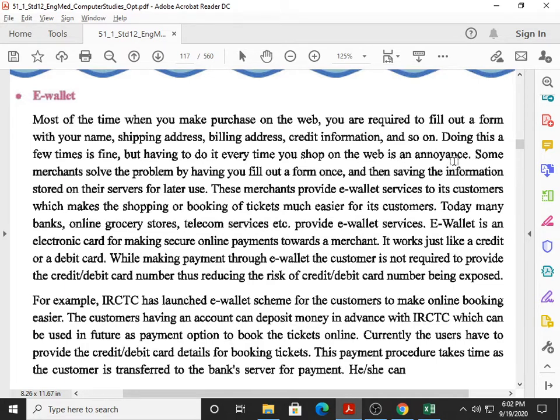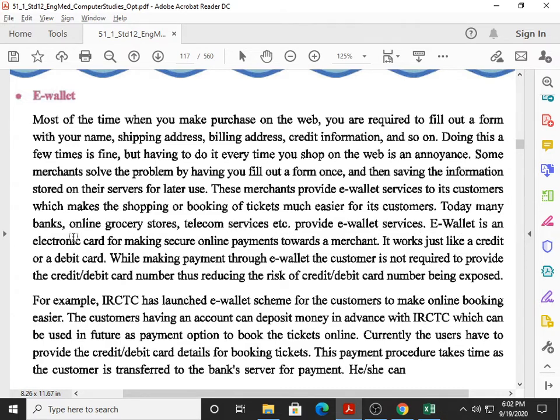It is irritating. Now some merchants solve the problem by having you fill out a form once and then saving the information stored on their server for later use. Some websites, you know what they do, they ask only one time and then they store all the information in their server. These merchants provide e-wallet service to the customer, which makes the shopping or booking of tickets much easier for its customers. By the help of this wallet, you are able to book the ticket, or you can go for shopping very easily. Today, many banks, online grocery stores, telecom services provide e-wallet service.